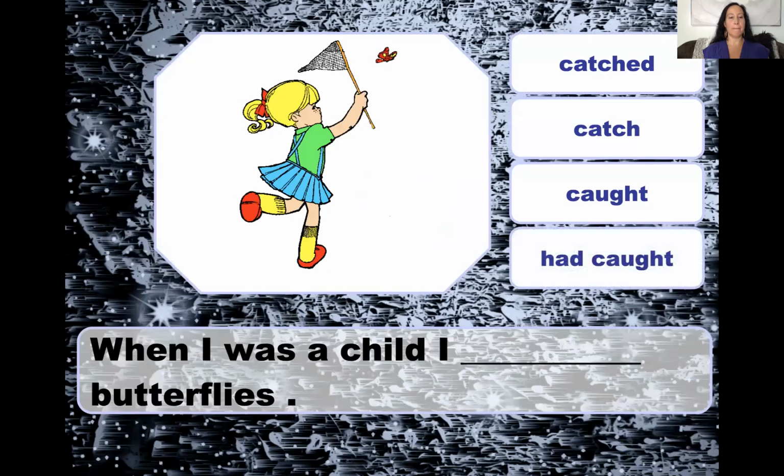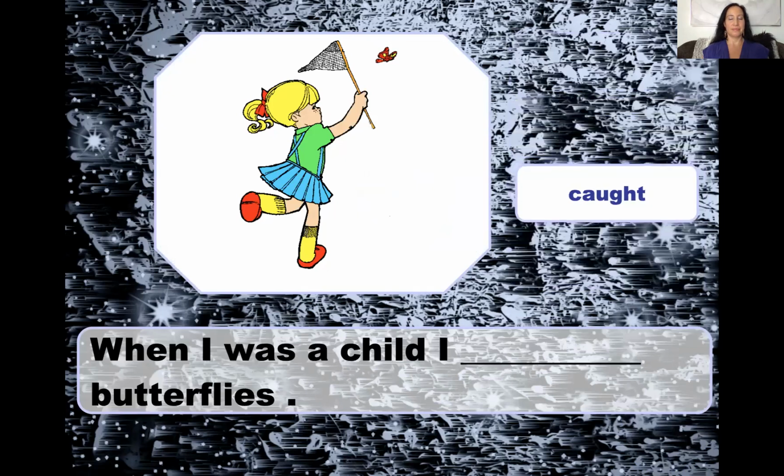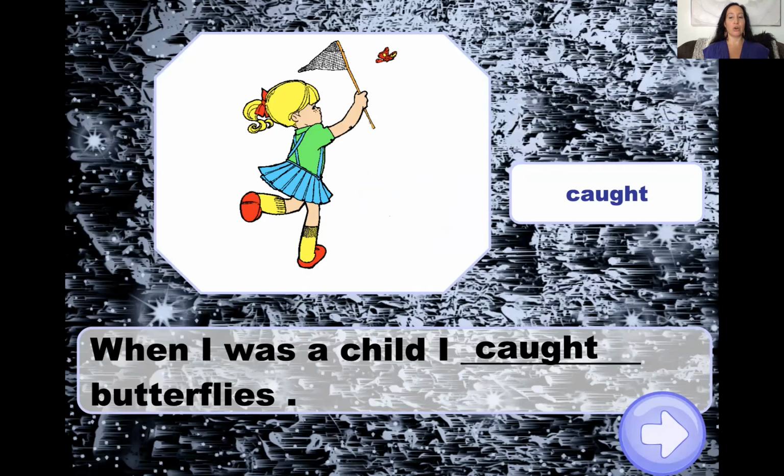When I was a child, I blank butterflies. When I was a child, I caught butterflies. This is an irregular verb. What is the verb for caught? If this is the past tense, what would be the word or the verb of caught? I catch. Yes, I catch. Caught is the past tense, but it's irregular. Remember, you have to memorize your irregular, okay?